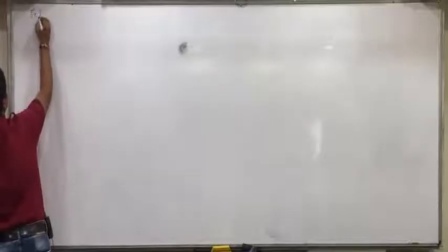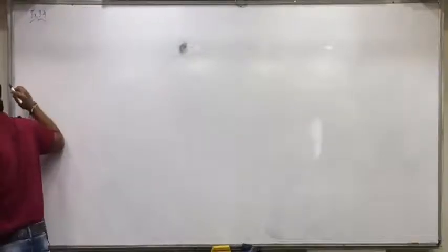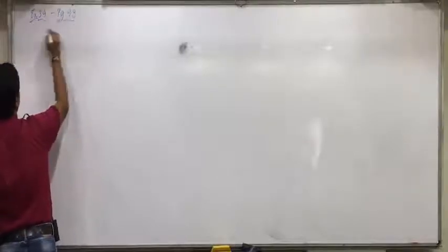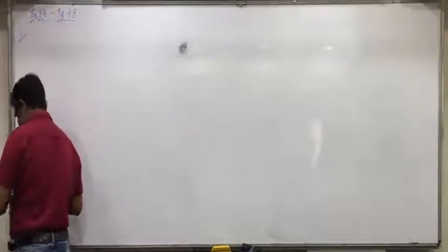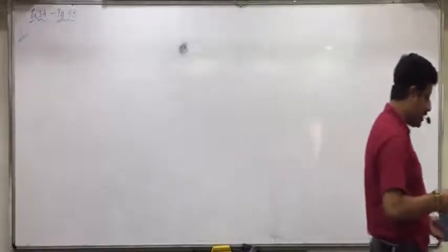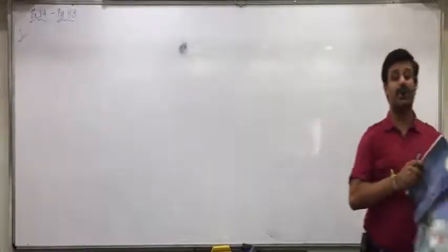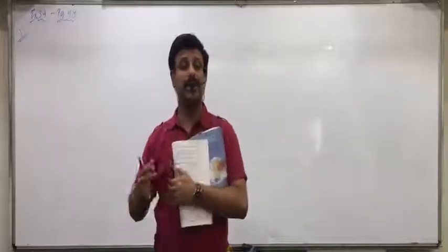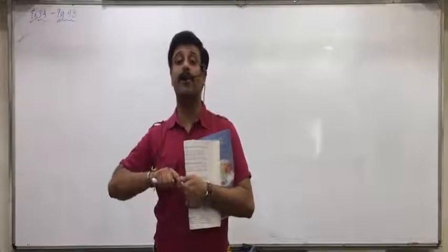Exercise 3.4, page 98, question 1. Understand this one, everyone, properly. Find all quartiles for the data given below about the marks scored by 15 students in class test. Very first of all, in any question of median, quartiles, deciles, percentiles, what is the first thing we have to do?